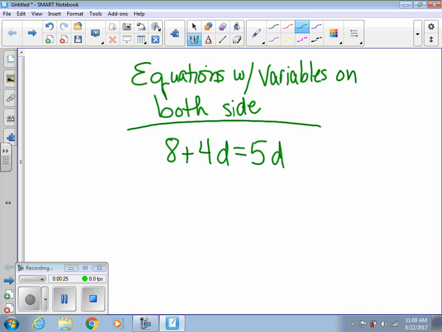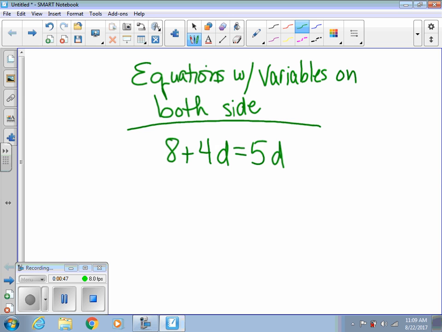What I like to do is try and do it so that, for example, this 5d is by itself already. So if I take the 4d over, then everything's all by itself, all the d's are on one side, and that ends up being a good way to solve the equation.